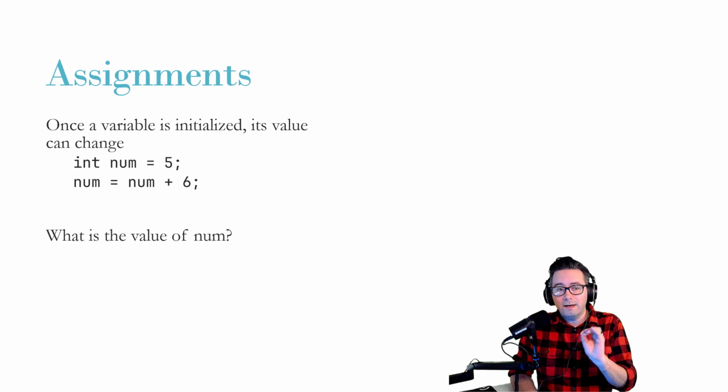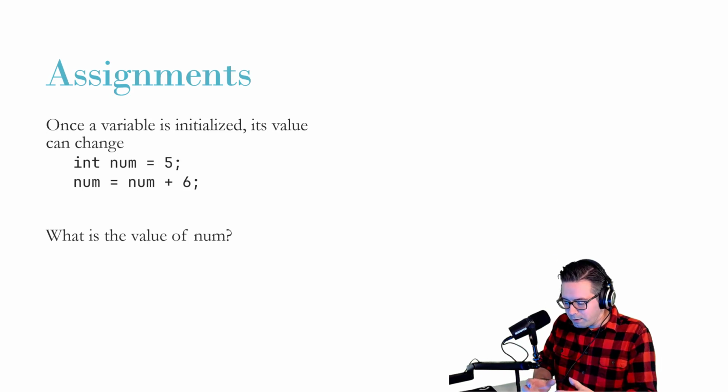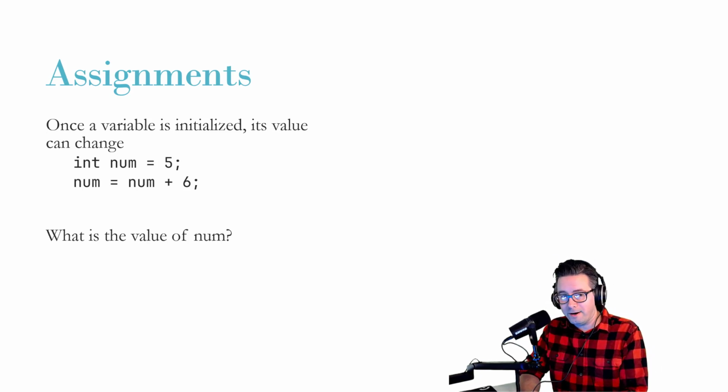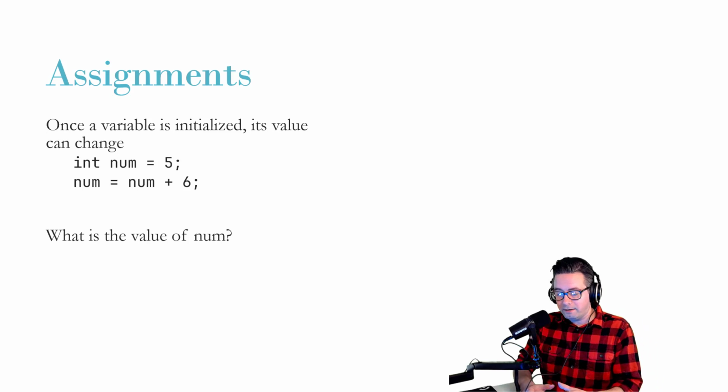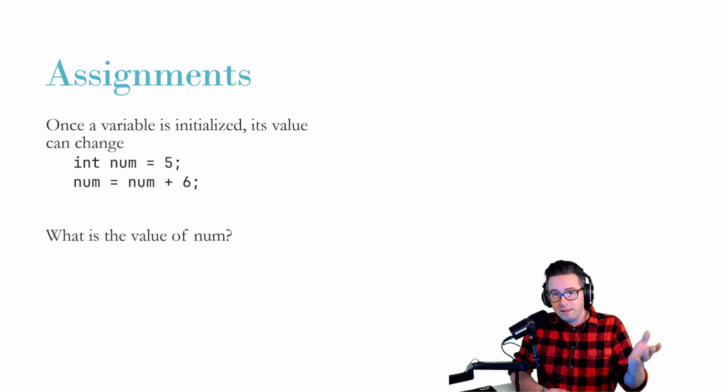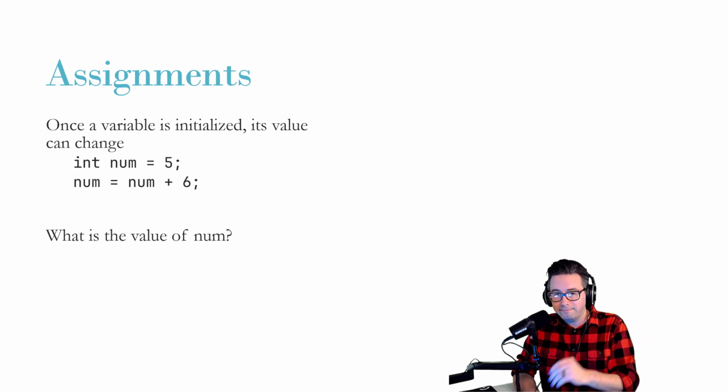So notice int num equals 5, and then I have num equals num plus 6. So we initially store the value 5 for num, and then in the next line what we say is, all right, whatever the value is for num, add 6 to it and store that to num. So if you think about what the value of num is, it would be 11, right? Because 5 plus 6 is 11. So if you did put this in Java and then did println num, it would say 11.